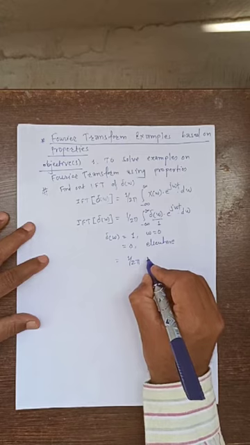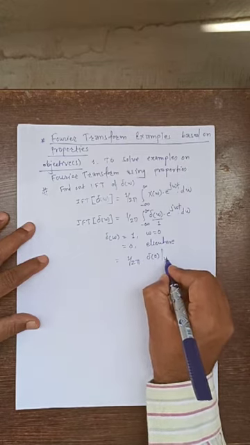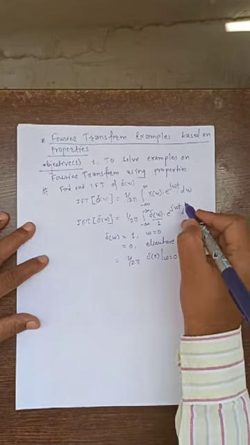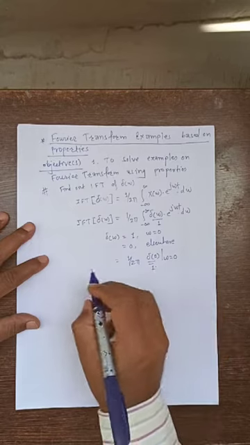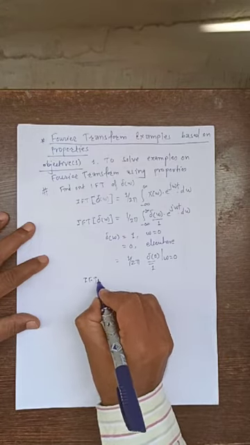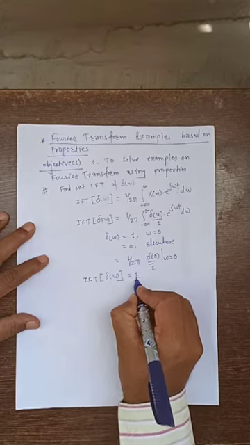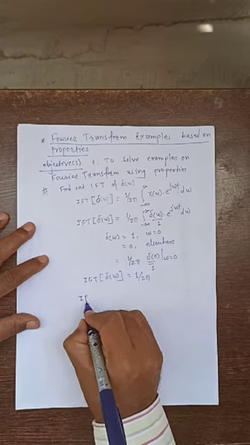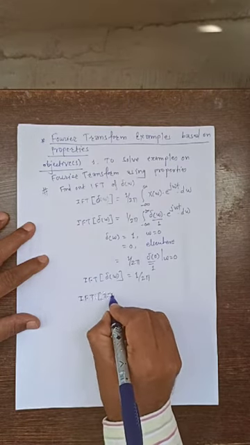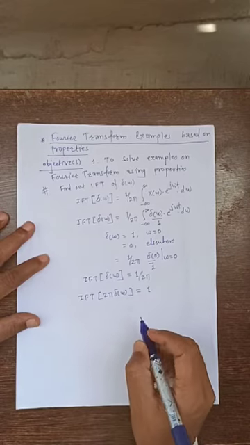So this is delta 0 at omega equal to 0. The integration is not going to exist here, so delta 0 is equal to 1. So the IFT, inverse Fourier transform, of delta omega is equal to 1 over 2 pi. So the IFT of 2 pi delta omega is equal to 1.